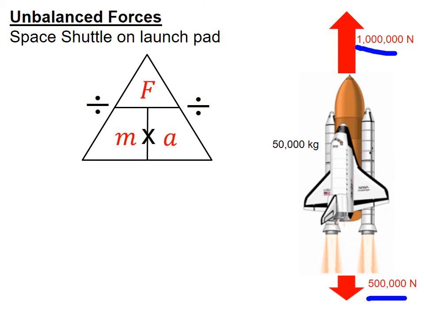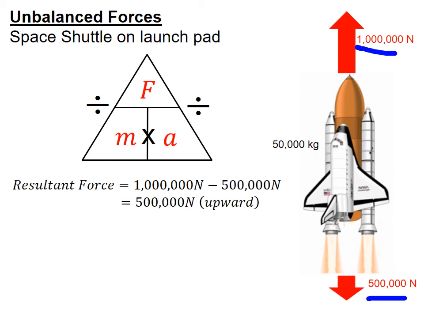We're going to use Newton's second law to calculate the acceleration of the space shuttle. So we need to work out first of all what the resultant force is. So we go 1 million minus 500,000. The resultant force is 500,000 newtons in an upward direction. Very important to also specify the direction. Remember, force is a vector. Direction is important.